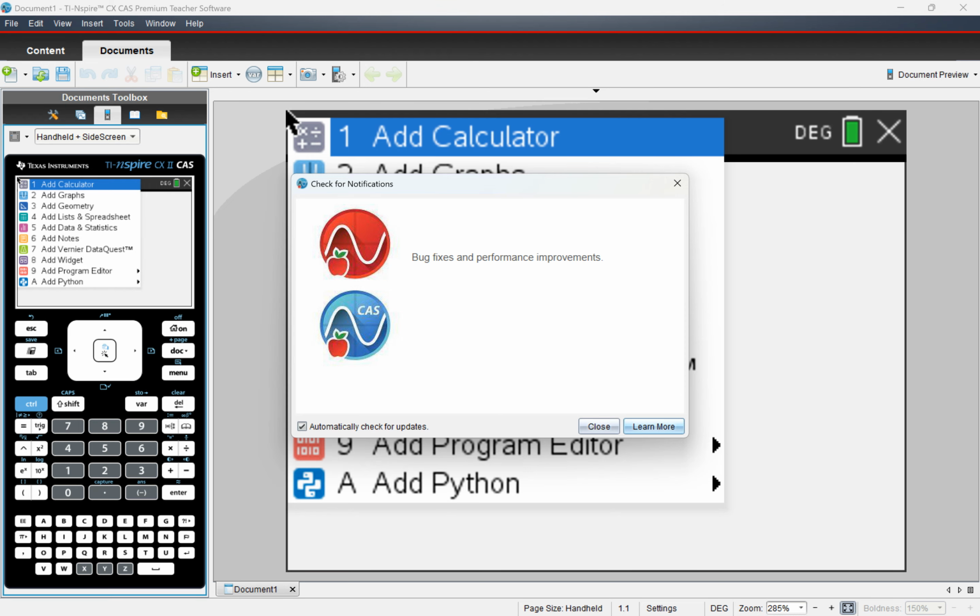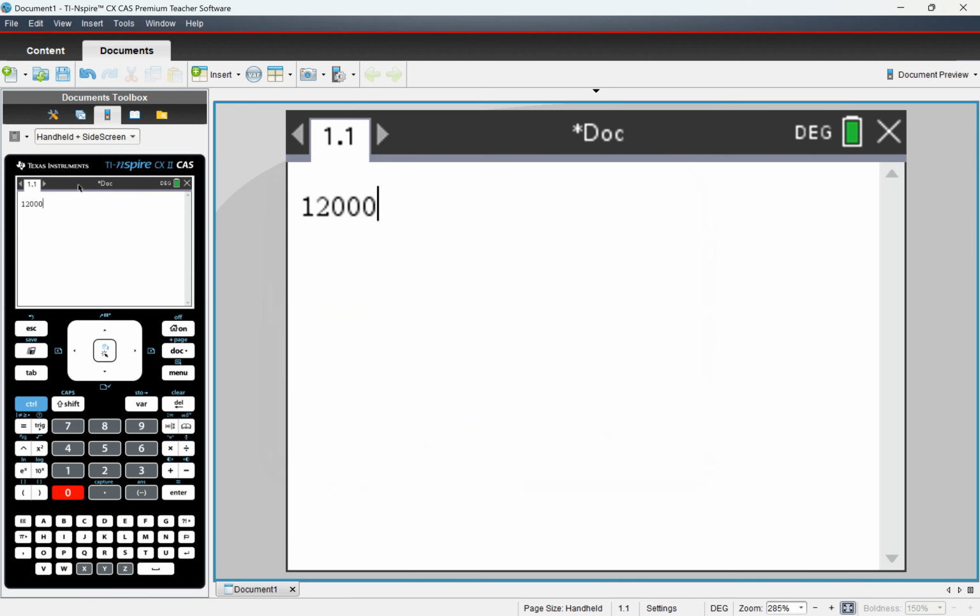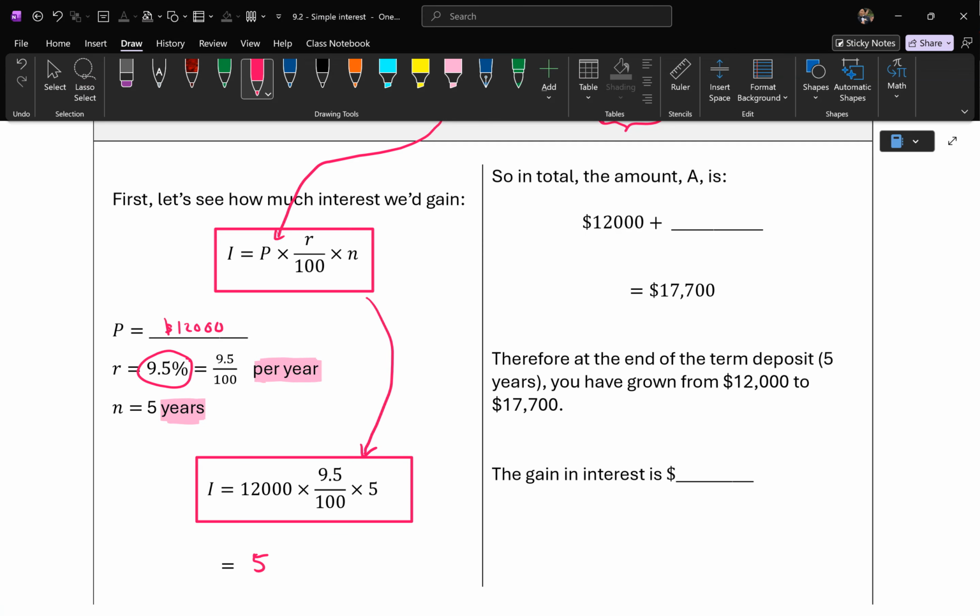Here we go. $12,000 invested times 9.5. Sorry, I'll do it if you have a scientific calculator. You do 9.5 divided by 100. So that's your rate. Times 5 years, because it is 9.5% per annum. So 5 years makes sense. You get $5,700. So write in $5,700 in interest.